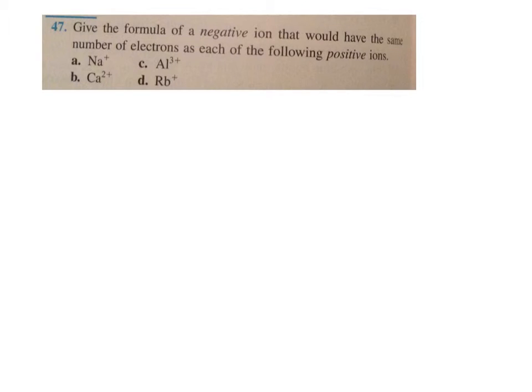So number 47 brings up the idea of the isoelectronic series. The isoelectronic series were discussed in the notes, but just a refresher. An isoelectronic series is a group of atoms or ions that have the same electron configuration. So let's look at A and show you how to do that one, and you guys can figure out the rest on your own if you haven't already.